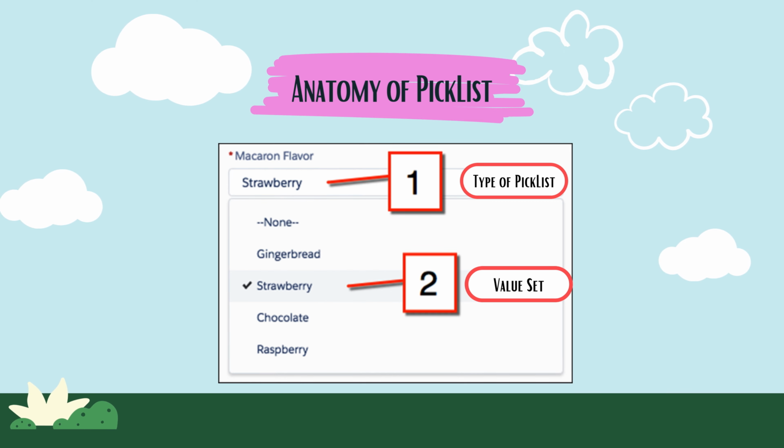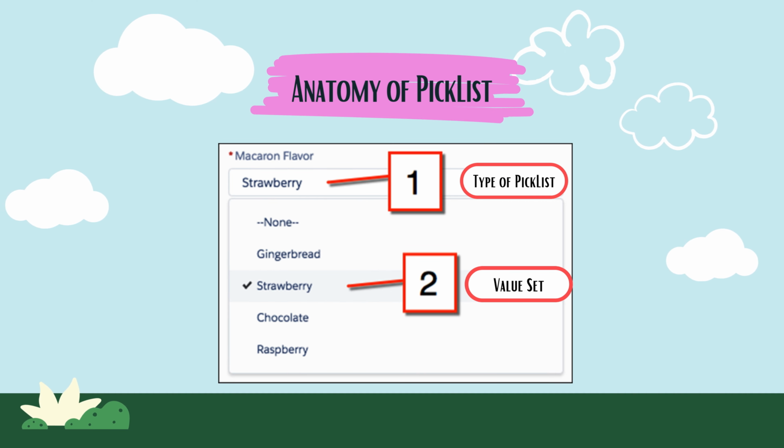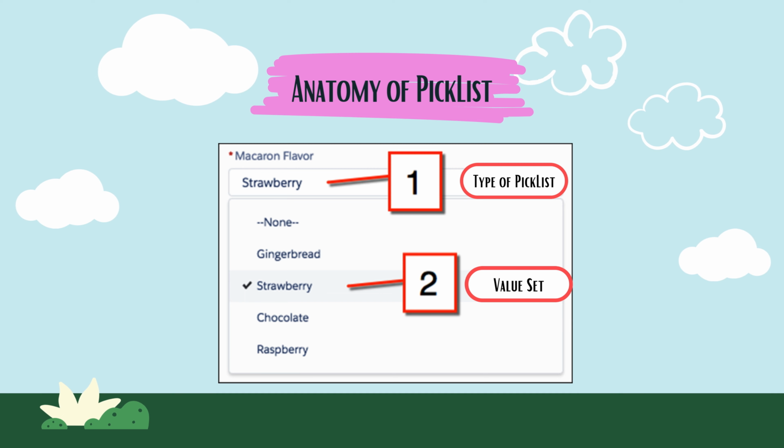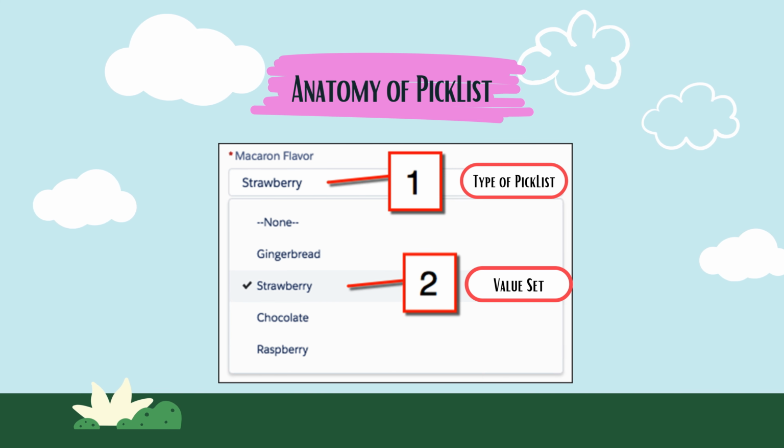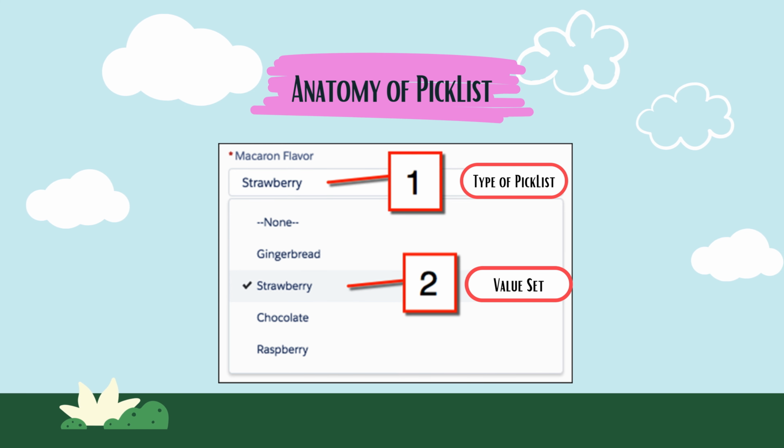Imagine walking into a bakery. You don't want to guess what cookies they have. You want to know your options. That's where picklists come into play in Salesforce. A picklist has two essential parts. The field defines the type of picklist, while the value set outlines the choices users see. For now, let's focus on the field itself. We'll explore values in the next unit.